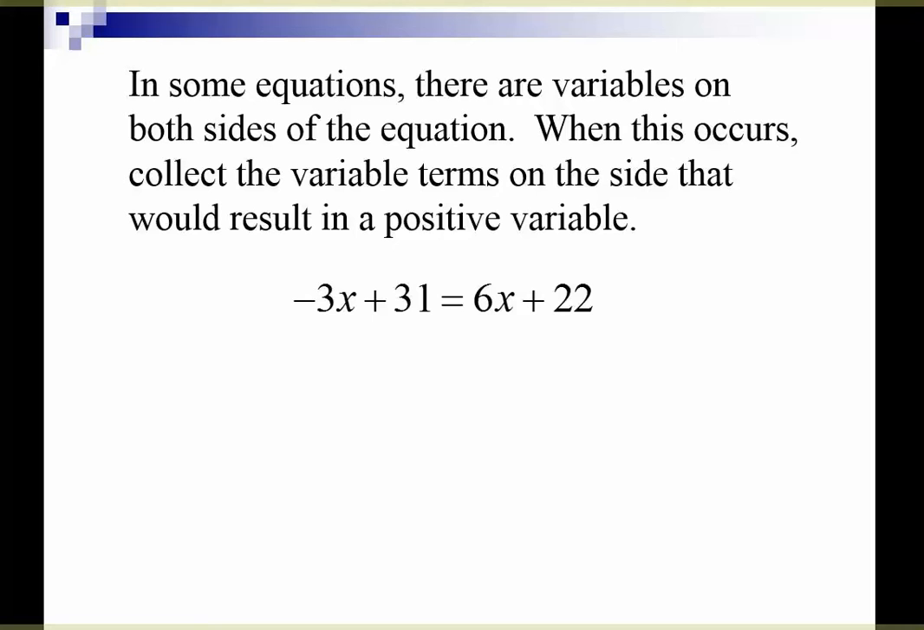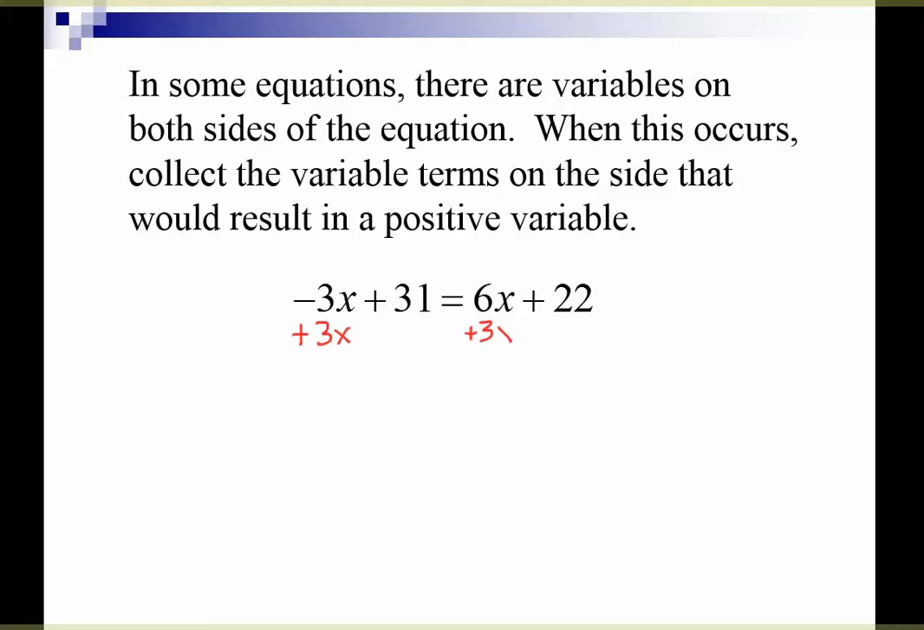I'm going to ask you guys to focus on the variables. So you're going to begin with either adding 3x or subtracting 6x. I want you to collect the variables first. It kind of helps you control your own destiny. Okay, which of those two options would allow you to stay positive? Adding 3x to both sides or subtracting 6x from both sides? Well, in order to keep a positive variable, you would add 3x in this scenario.